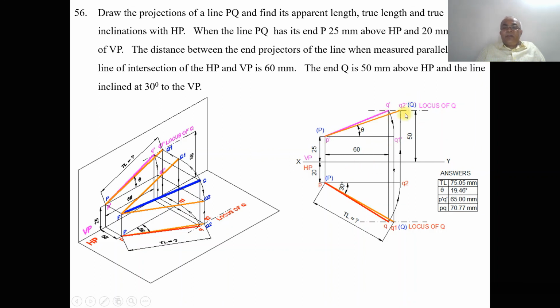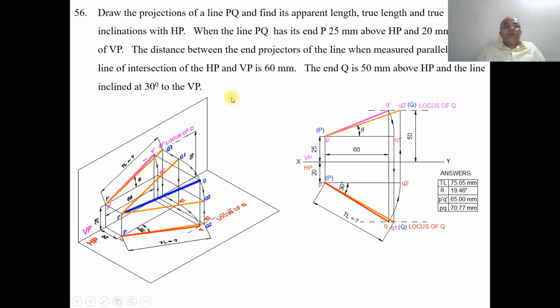Then show the dimensions as shown. Then you measure this angle theta, from P dash with respect to the horizontal, using the protractor. Theta will be 20 degrees when you are doing it manually, and 19.46 degrees on the computer. Then you measure the true length. Using the scale, you measure the length of PQ1 or P dash Q2 dash. Both have the same length, which will be 75 mm manually, and 75.05 mm on the computer.